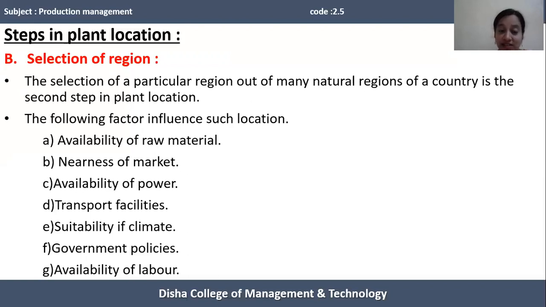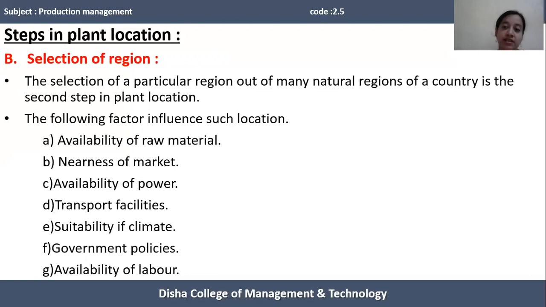If the industrialists identify a location where raw material is available, then they are able to get raw material easily at less cost, and they can get raw material continuously, so that the production can be done in a continued manner. The next factor the industrialist must consider is nearness of market.